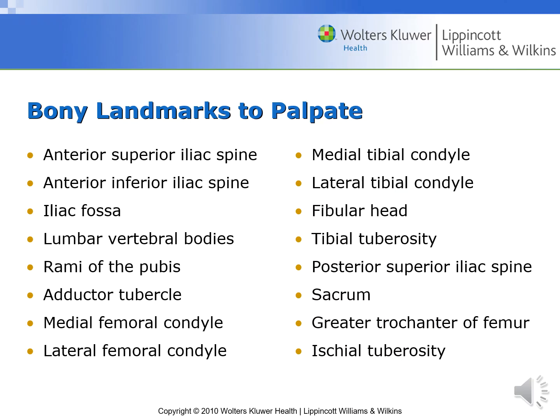And what you're going to do is palpate for the anterior superior iliac spine, the anterior inferior iliac spine, the iliac fossa, the lumbar vertebral bodies, the rami of the pubis, the adductor tubercle, the medial femoral condyle, the lateral femoral condyle, the medial tibial condyle, the lateral tibial condyle, the fibular head, the tibial tuberosity, the posterior superior iliac spine, the sacrum, the greater trochanter of the femur, and the ischial tuberosities.